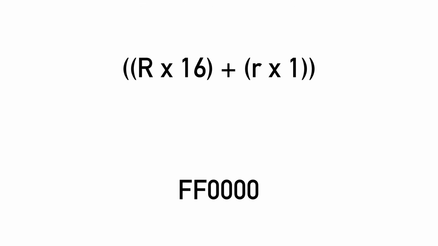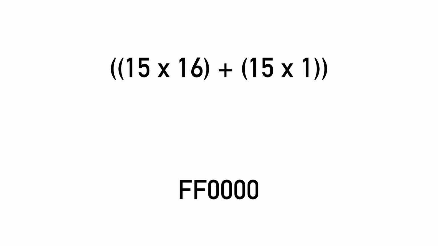Let's look at the first 2 digits. We will use this formula: R times 16 plus r times 1. The uppercase R representing the first digit and the lowercase r representing the second digit. We first multiply the first digit by 16, then we multiply the second digit by 1. Since F represents 15, we plug in 15 to each of those equations. 15 times 16 equals 240, and 15 times 1 is 15. Add those together and you get the value 255. See what I'm doing here?